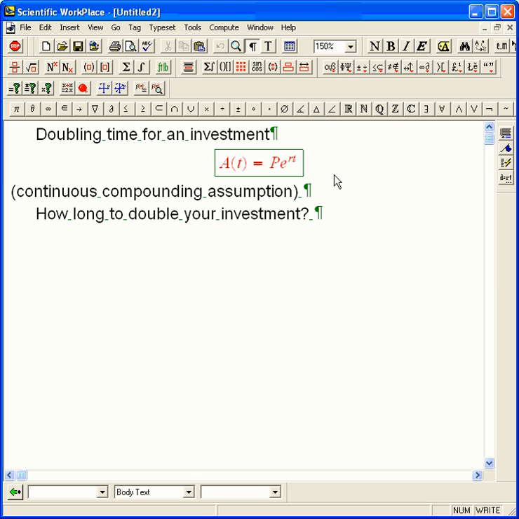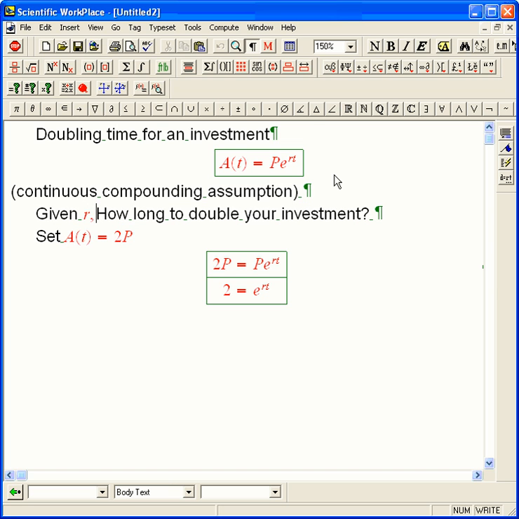What we're going to do is set A of t equal to 2P, because that's double your investment. And we're just going to solve. So 2P is P e to the rt. The P's cancel. And we're going to assume that r is known. Let's put that up here actually. Given r, how long to double your investment?